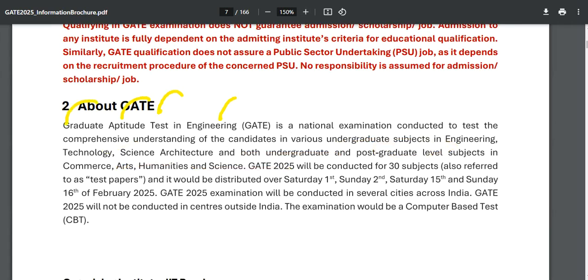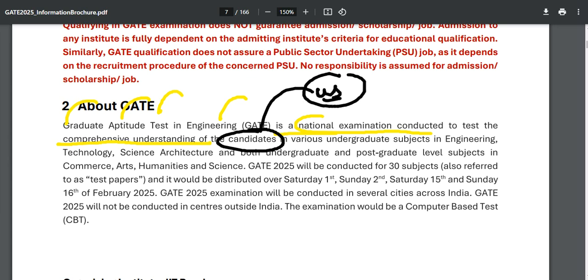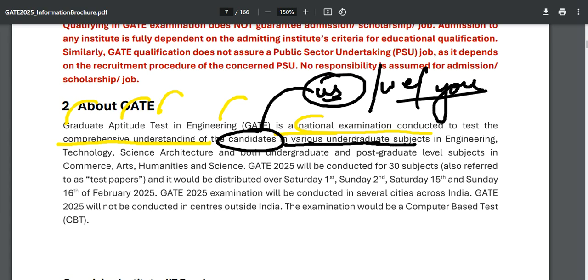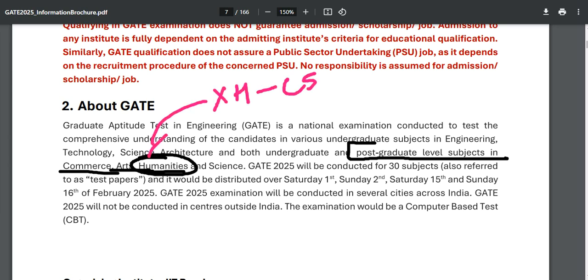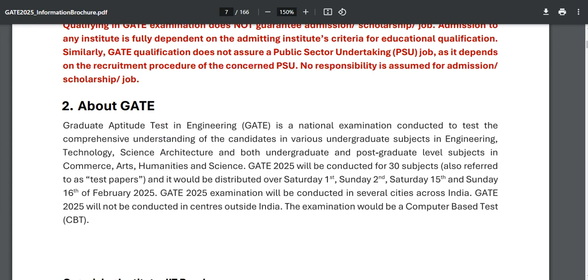Graduate Aptitude Test in Engineering, GATE, is a national examination conducted to test the comprehensive understanding of candidates in various undergraduate subjects in engineering, technology, science, architecture, and postgraduate level subjects in commerce, arts, and humanities. So this is our humanities thing, and you must remember XH-C5 if you are giving GATE 2025 or 2026.